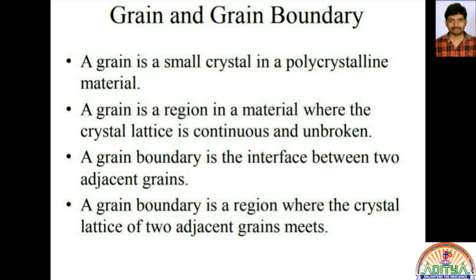Suppose if you consider the same example, copper material, grain boundaries are the interfaces between the adjacent grains. So the grain boundaries are important in understanding the properties of materials such as their strength, ductility and electrical conductivity. Okay, so this is nothing but a grain and grain boundary. So what is the main relationship between grain and grain boundary? Grain boundaries separate grains.